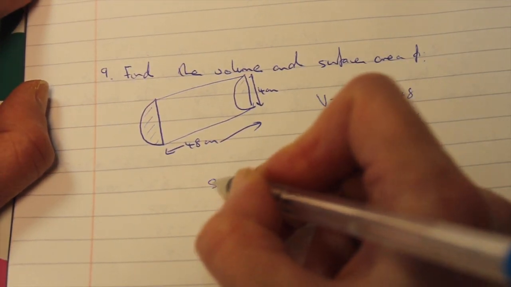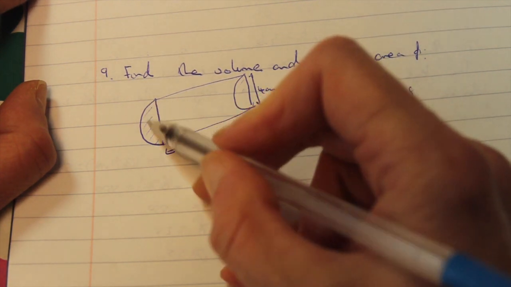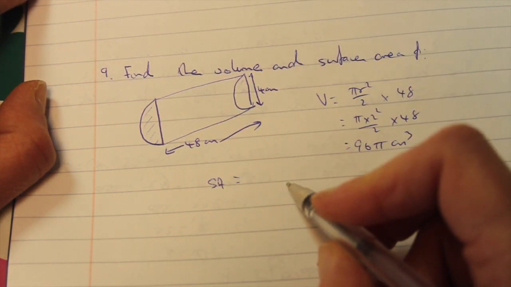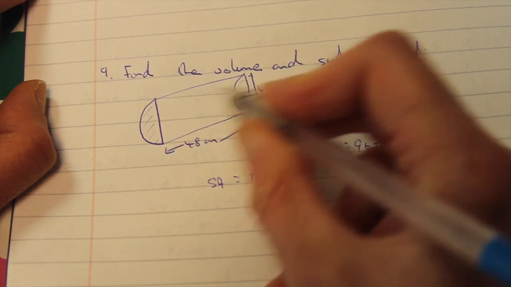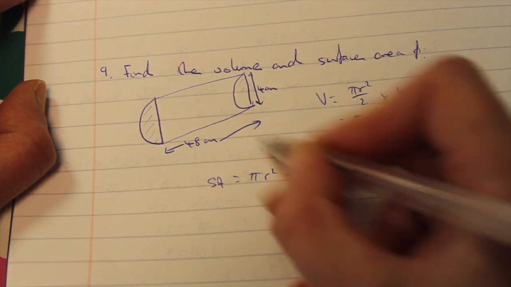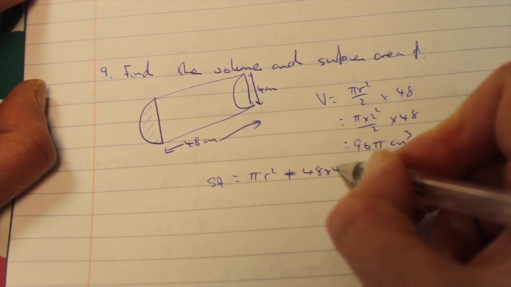The surface area of this shape, you've got the two ends, which are two circles. Them together will give you a full circle. So it's pi r squared. That's the two ends together. The rectangle on top is 48 times 4.